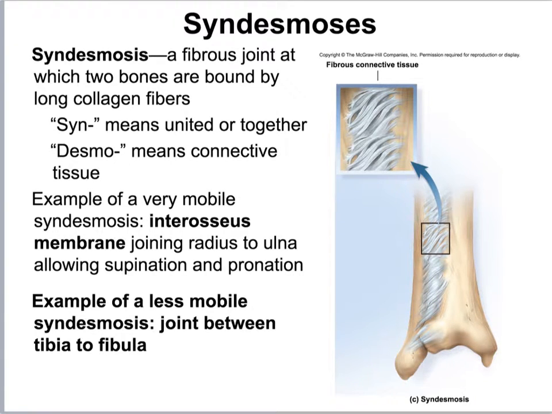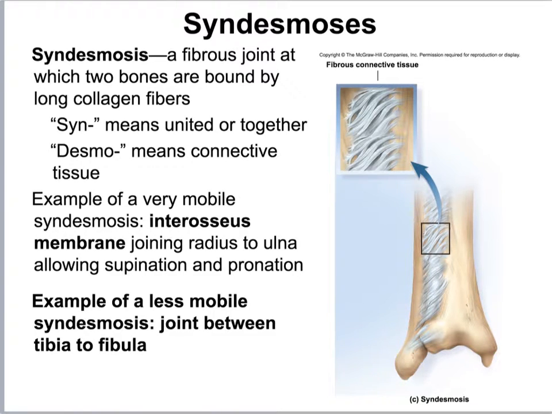So here we have, actually in this case, this is the fibula on this side, and this is the tibia on this side, and you have this dense fibrous connective tissue in between them, and that's holding the bones together so that they can't fall apart.